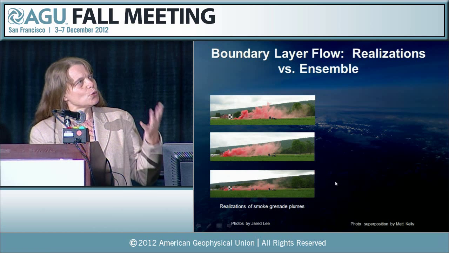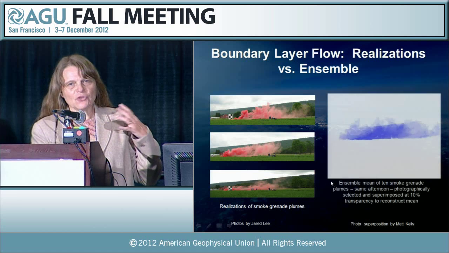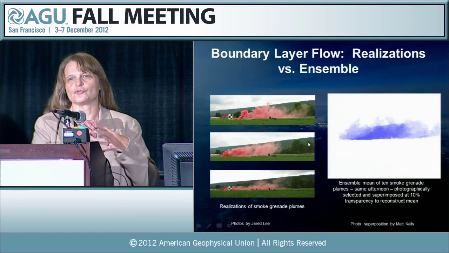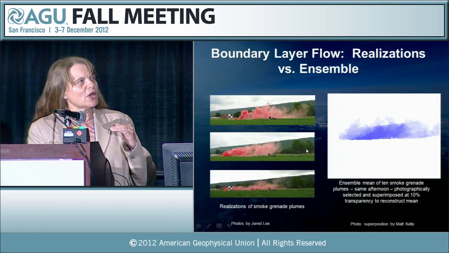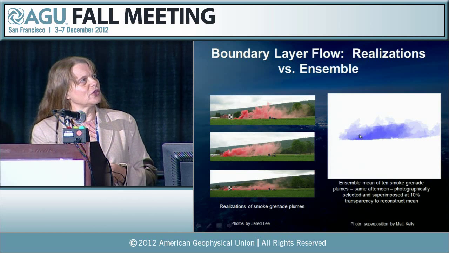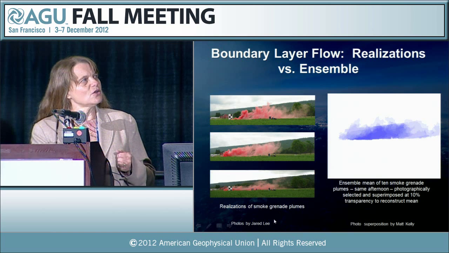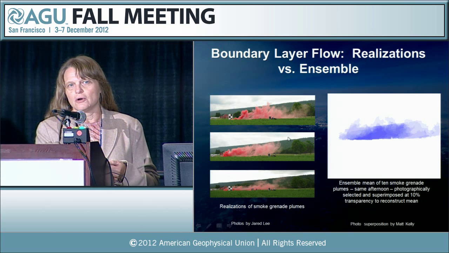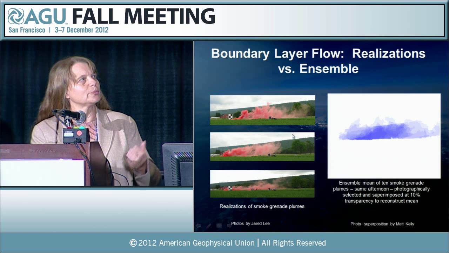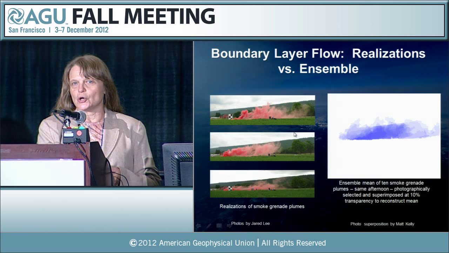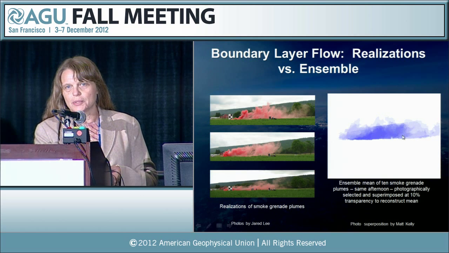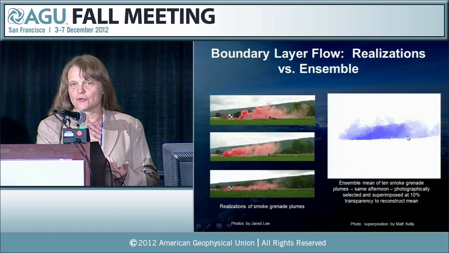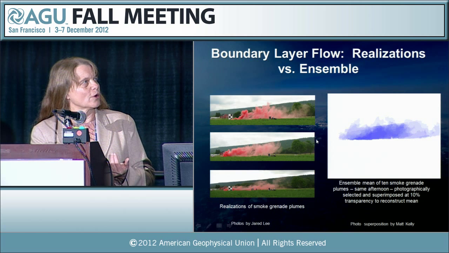So how do we model this? Basically, all of our models that use Reynolds averaging base it on ensembles. Pictorially, we can see that if we take 10 of these smoke plumes, all measured on the same day, very close period of time, and superimpose them, we get something where you can now see the envelope. And that ensemble average is something you can model more easily.